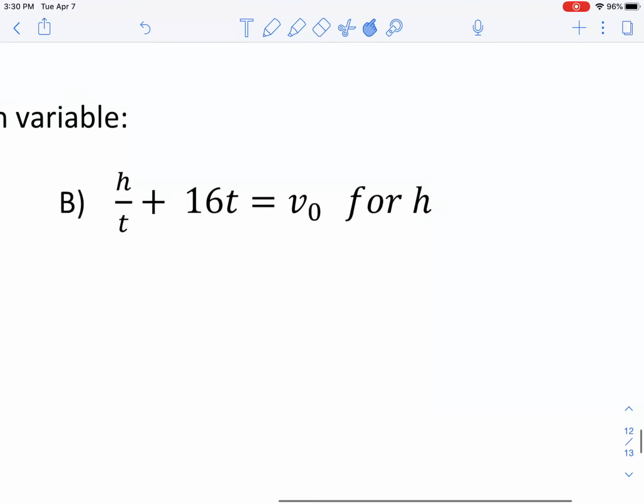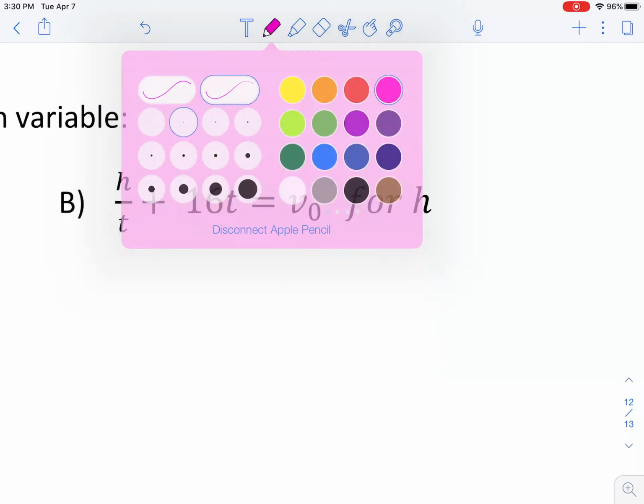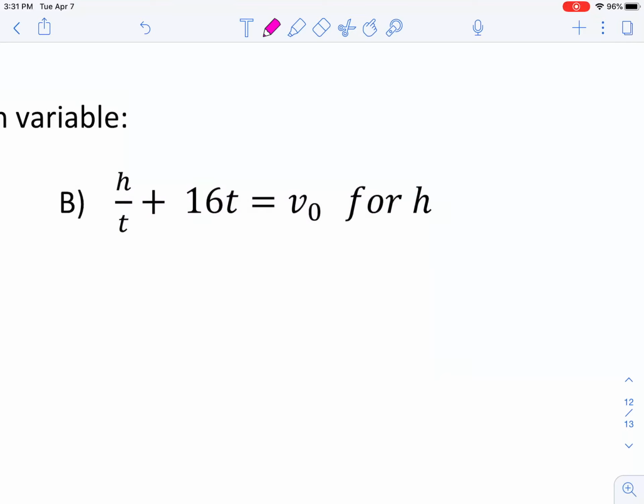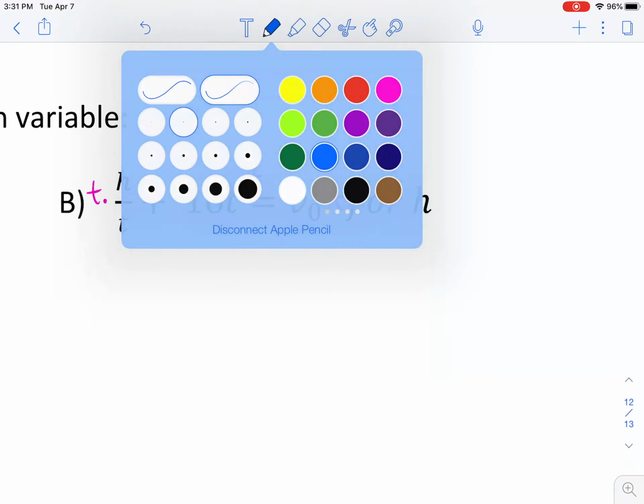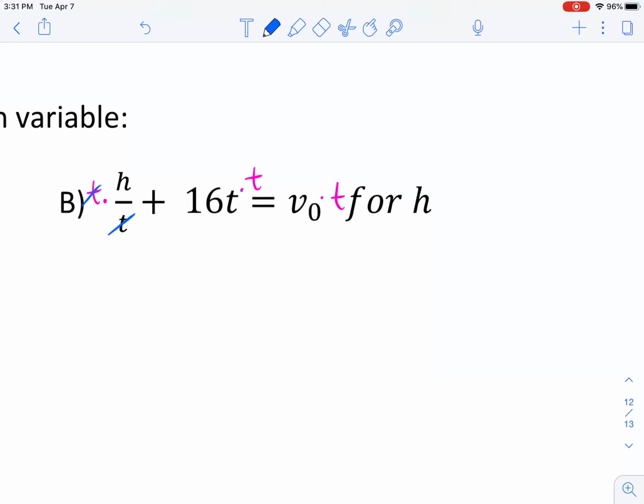Let's look at another one. We have h over t plus 16t equals v naught. So one way to say this is v naught or v sub 0. And here we're trying to solve for h. So we want to get h by itself. Again, we have a rational expression here. Our LCD is t. That's the only denominator we have. So I'm going to multiply every piece of this rational equation by t. When we do that, the denominator is no longer there.